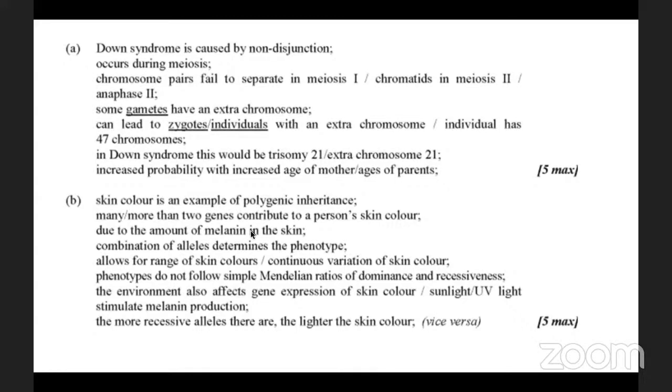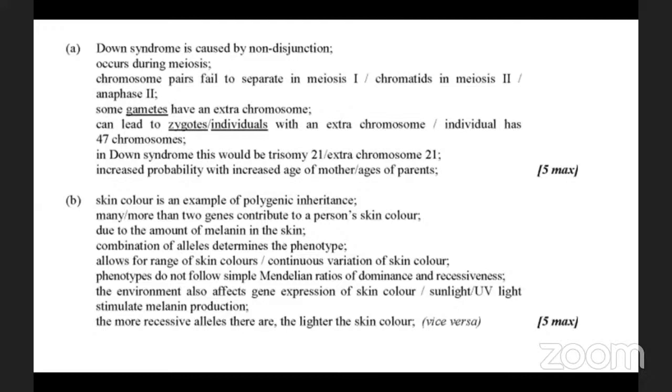As more and more genes for skin color are present in a human body, it will increase the amount of melanin in the skin, which will lead to darker skin color. This occurs due to the combination of alleles determining the phenotype. That's why I said as you add more genes, the skin gets darker. So the words that we use are: combination of alleles determines the phenotype.